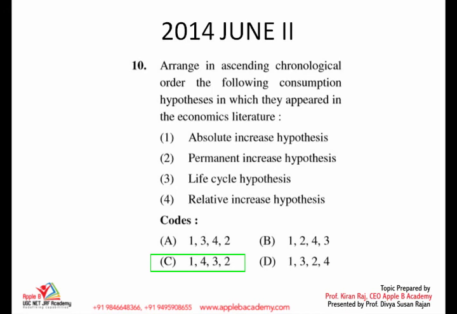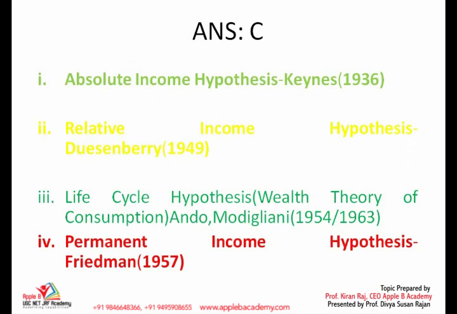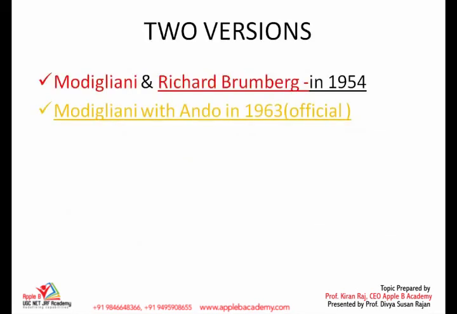Here we are considering the life cycle hypothesis to be the version in which Richard Brumberg and Modigliani worked in the year 1954. So please keep in mind that when given a question with respect to the chronological order, check for the option with respect to the two versions of the life cycle hypothesis also. The Modigliani and Ando version, that is 1963, is the official one, even though the initial version is actually in 1954.